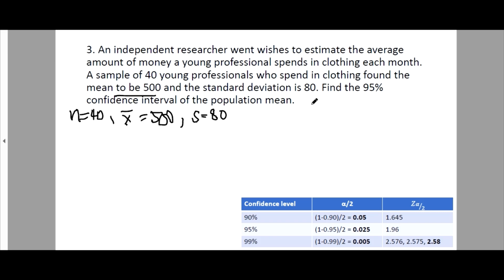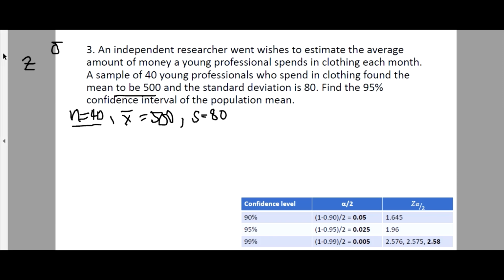So find the 95% confidence interval of the population mean. Now let's examine again if it's T or Z. Of course, from this first given, n is greater than or equal to 30. So it means that we will use the Z distribution. Now, if you ask, sir, why is it that we will be using Z? There is no population standard deviation.